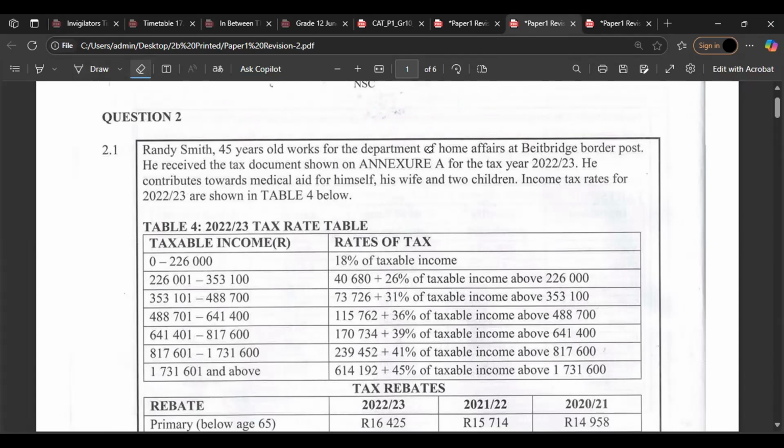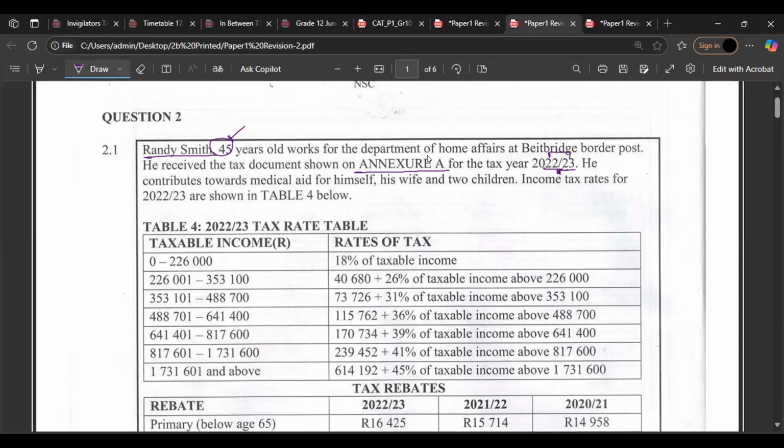This person here is aged 45. You have to take note of that. He works at the Department of Home Affairs at Beit Bridge Border Post. He receives the tax document shown in Annexure A for the year 2022-2023. This is 1 year.